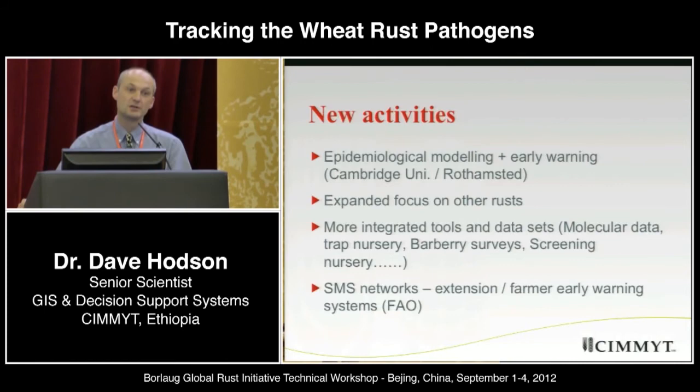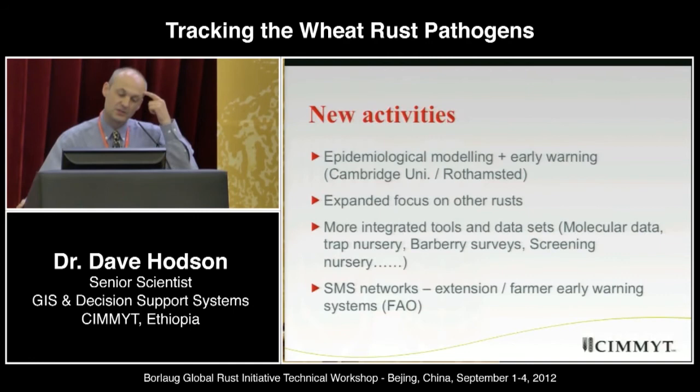So we'll be asking questions of how much resistant material do you need in certain areas to really have a significant effect on controlling epidemics. So we'll be able to look through the modelling work at questions like that. I'd already mentioned that there's going to be an expanded focus on the other rusts. Very much we now have platforms and systems in place, and it should be relatively easy for us now to increase our activities around the other rust diseases.